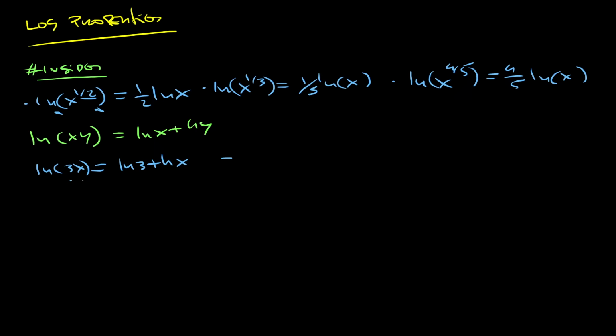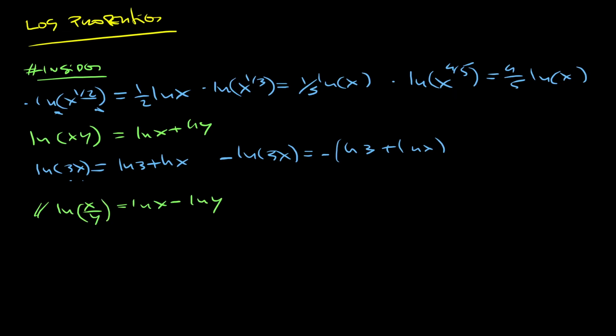Let's say we have another one. Let's say we have minus ln of 3x. Same thing, just get the minus out, and then the rest remains the same. So it's minus ln of 3 minus ln of x. Let's say now we have ln of x divided by y. This is the same thing as saying ln of x minus ln of y.